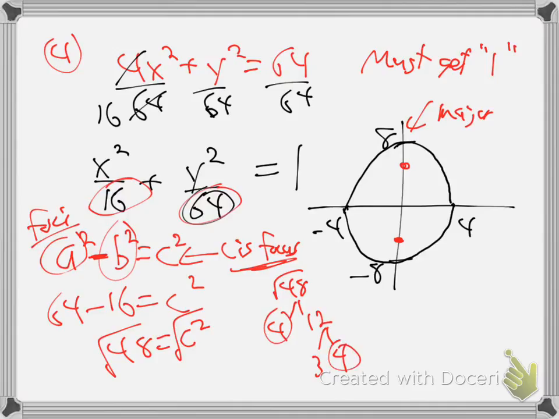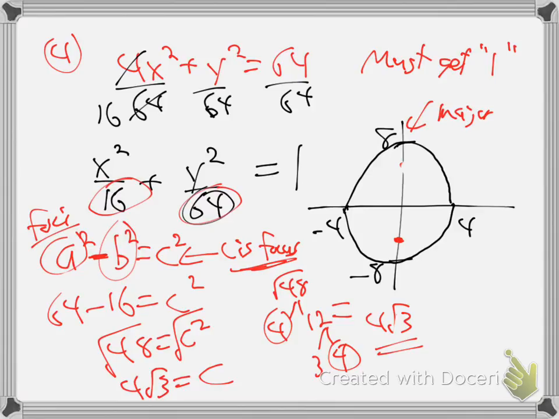Remember, whenever you have 2 of something in a root, you can send 1 to the front. I tell my algebra students, square roots are a 2-for-1 deal at Target. 2 in, 1 out, right? For 2, you pay for 1. So that's 4 root 3. Remember all that kind of stuff? So that's c. c is 4 root 3.